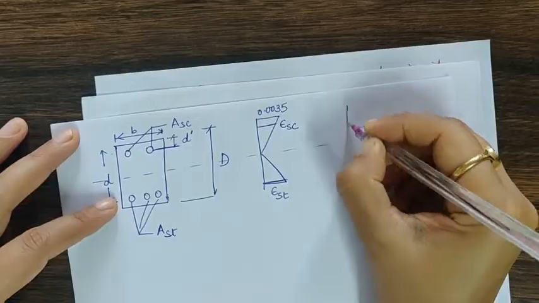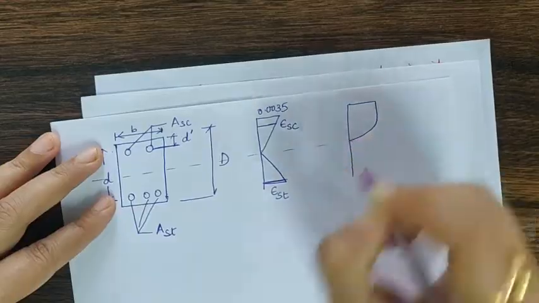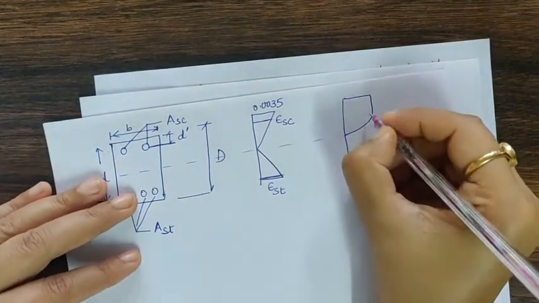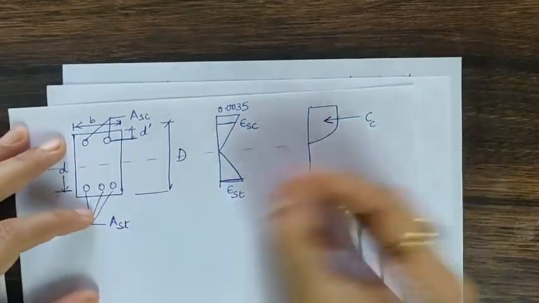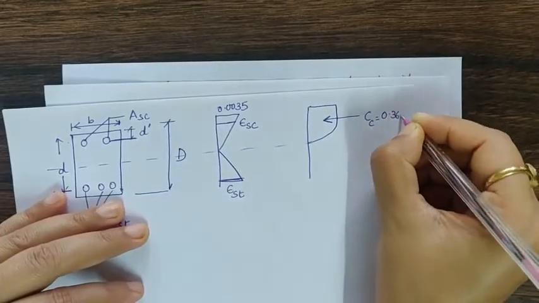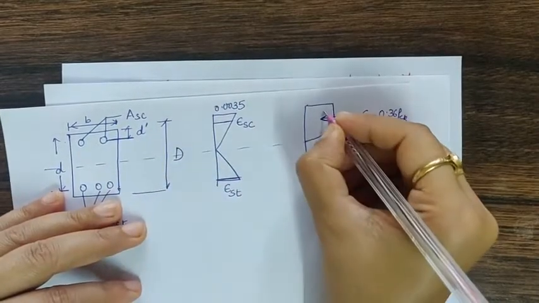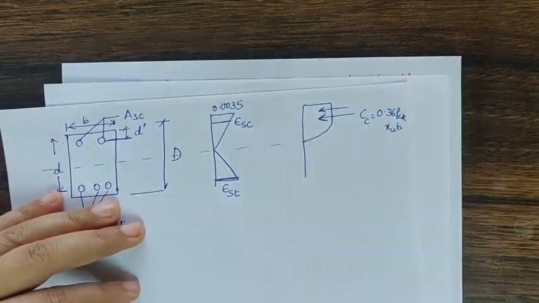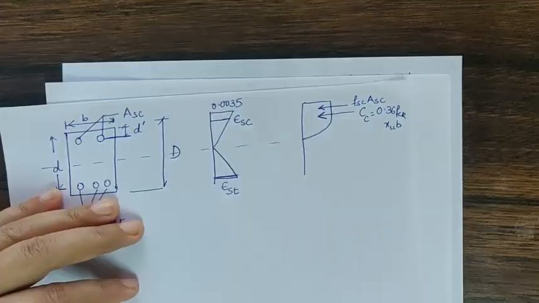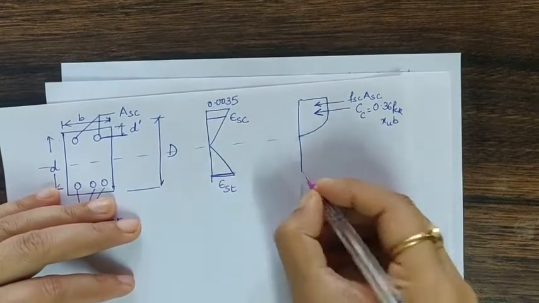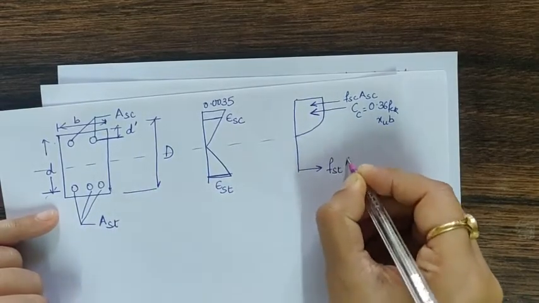Clear? Then the stress diagram, it will be for the concrete, I know it is parabola. So forces taken by concrete will be called Cc. We all know that its value will be 0.36 fck xu into B. Okay? The stress taken by the compression steel, this force will be fsc into ASC. Isn't it? The tensile force will be taken only by tensile steel. It will be fst AST.